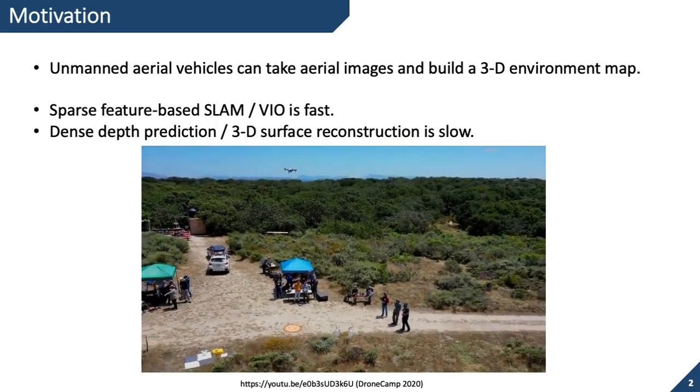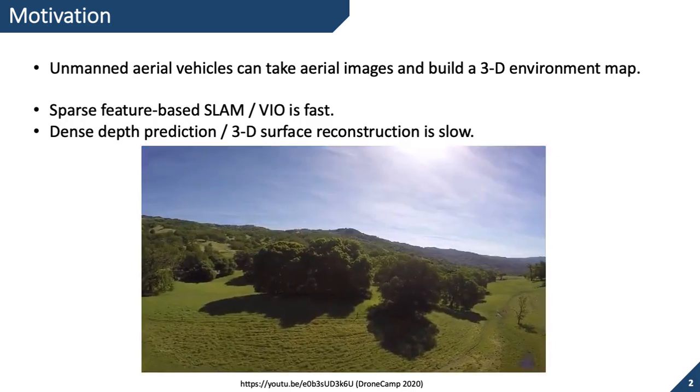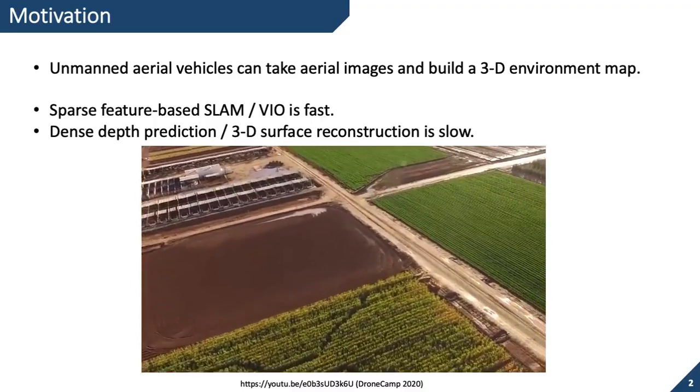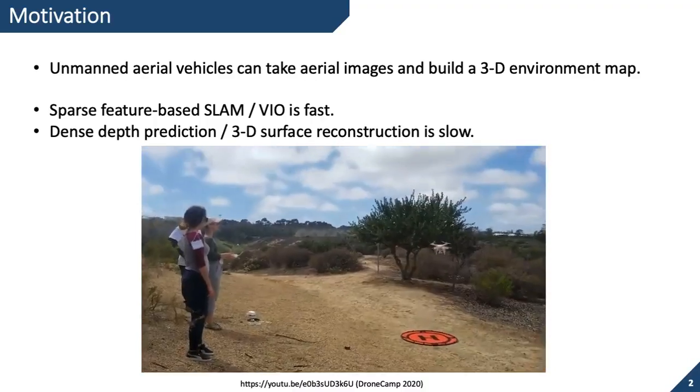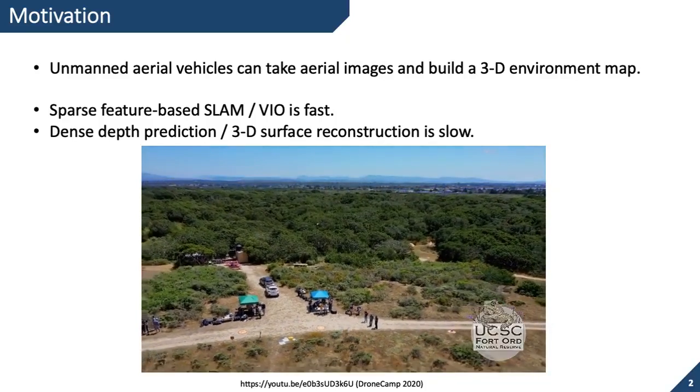UAVs are widely used in our daily life. We can fly a UAV to build a 3D environment map. Sparse feature-based long VIO is fast, but can only provide a map of sparse 3D points. Dense depth prediction of 3D surface reconstruction is usually done offline.